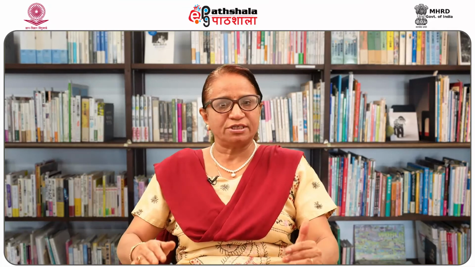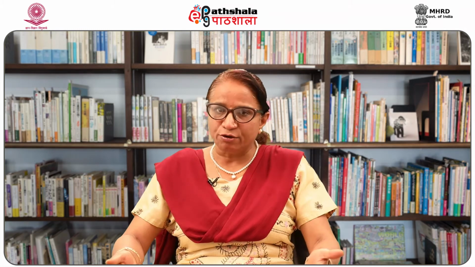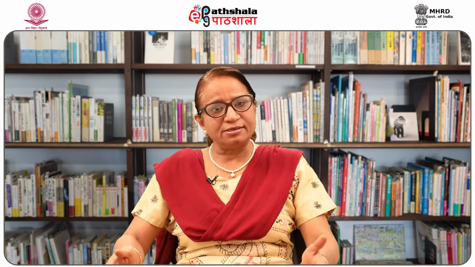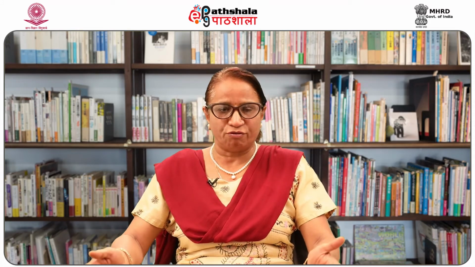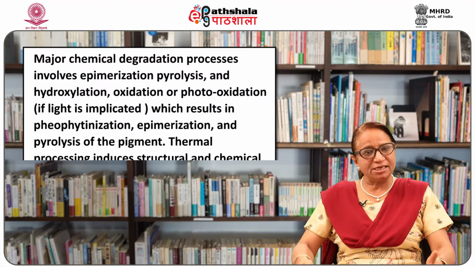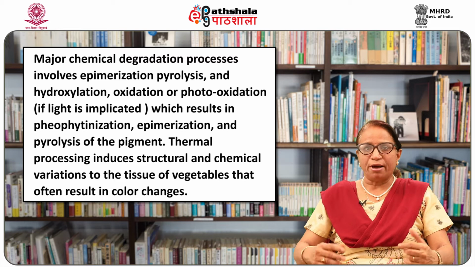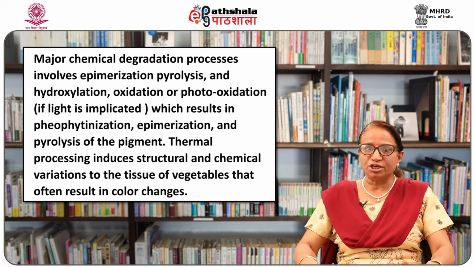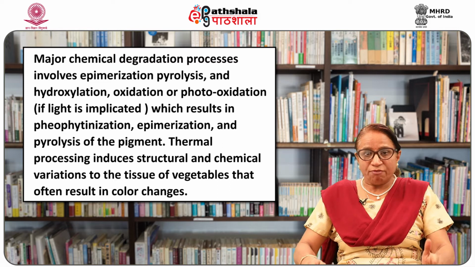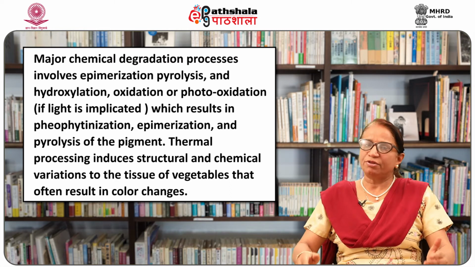Chlorophylls are pigments which are easily degraded by different cooking conditions such as the presence of dilute acids, heat, light and oxygen. These conditions enhance different chemical reactions in the chlorophyll structure. They also enhance its enzymatic degradation reactions. Major chemical degradation processes involve epimerization, pyrolysis and hydrolytic oxidation or photooxidation if light is implicated, resulting in pheophytinization, epimerization and pyrolysis of the pigment.